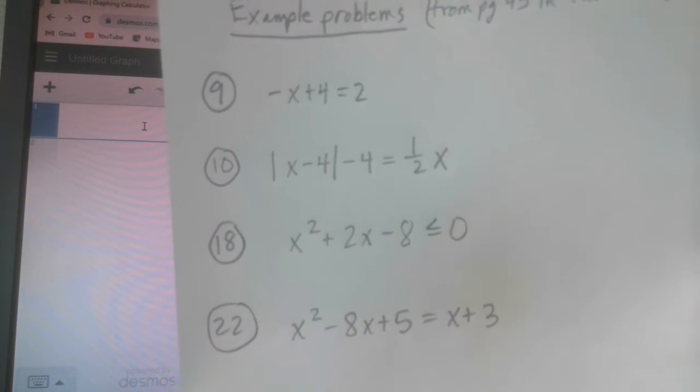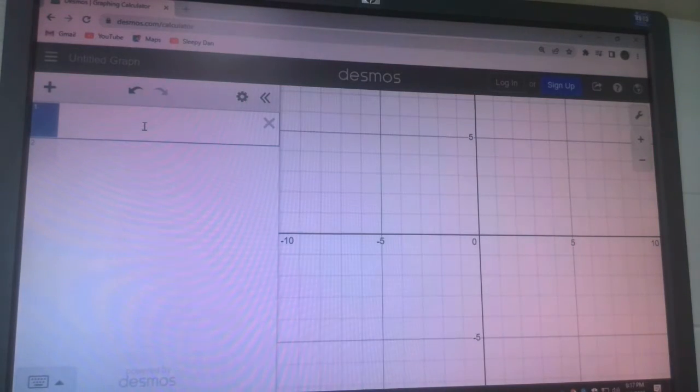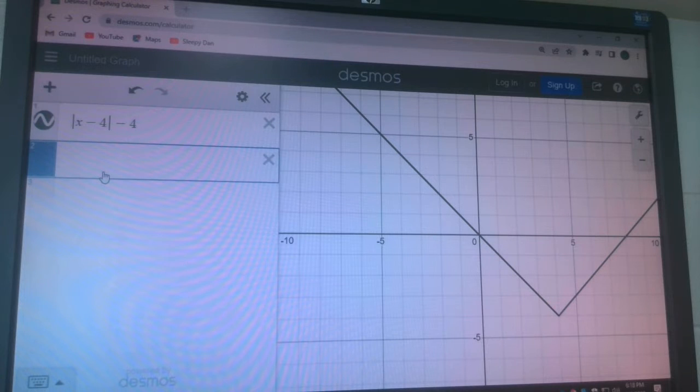So y equals the left side, y equals the right side. Let's find out where they intersect. Whole different way of doing this. To do absolute values, we better go to our keyboard, type that in, and we get absolute value of x minus 4. And when there's more stuff to type in, you've got to finish off that absolute value, and then minus 4 would look like that. Get rid of that keyboard, on to the next one.